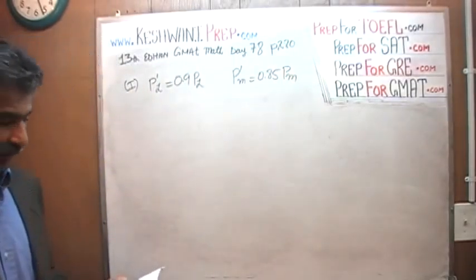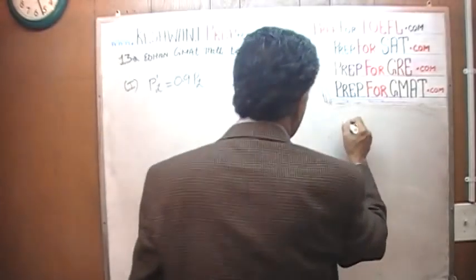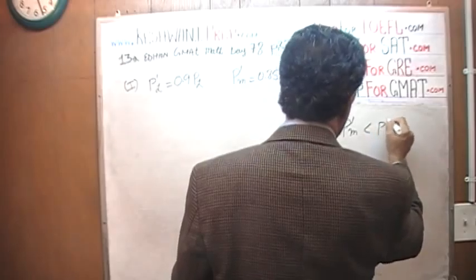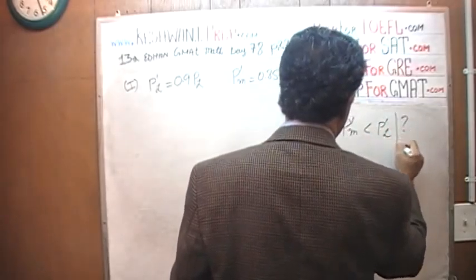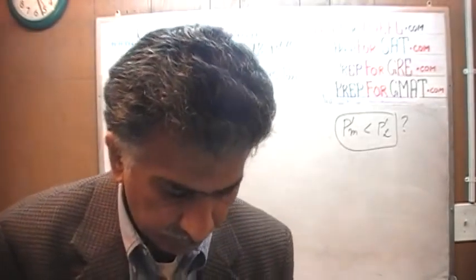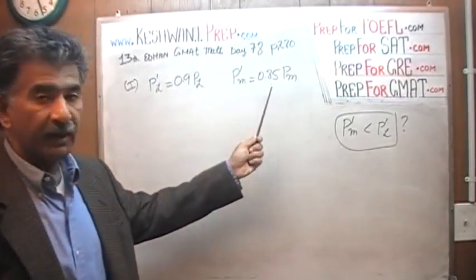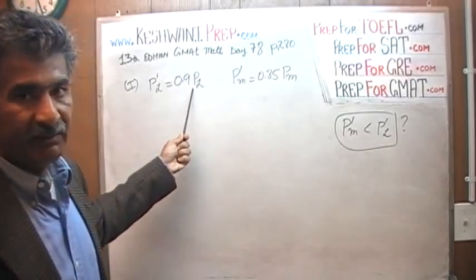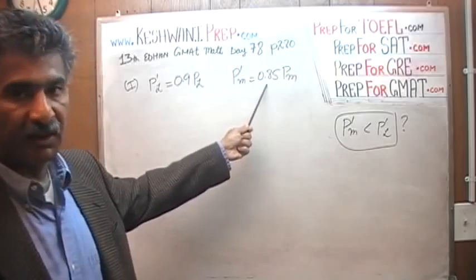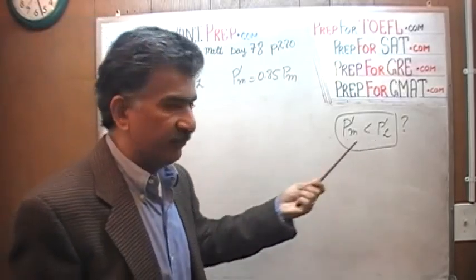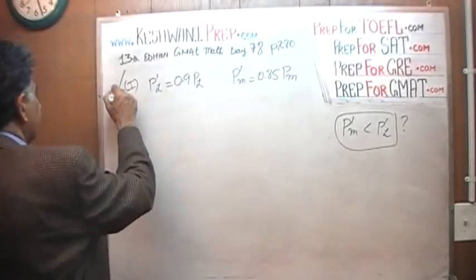Is that enough for us to answer the question? The question is, is the discount price at store M less than the discount price at store L? This is what we have to answer. Can we tell from there if the discount price at one store is less than the discount price at the other store, just by the mere fact that the discount price is 90% of its regular price and here the discount price is 85% of its regular price? Of course not. How can we figure out what discount prices are? First statement by itself is no good.